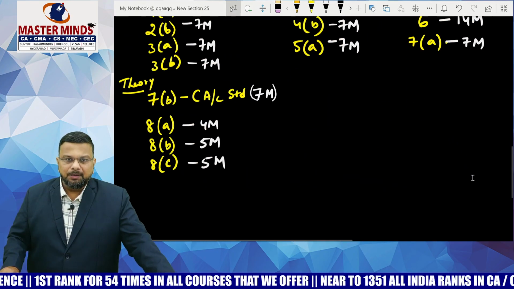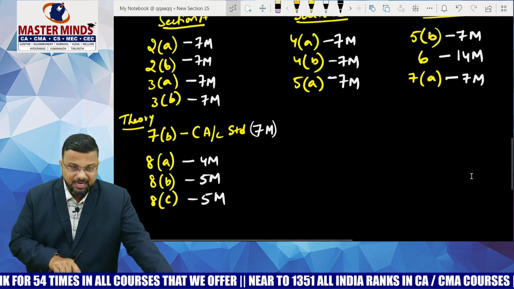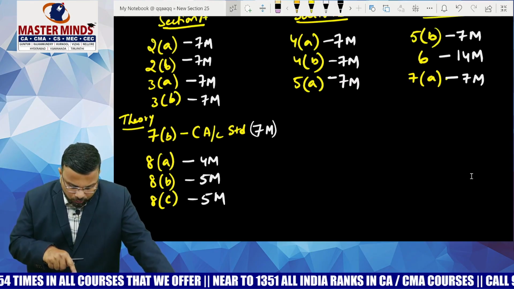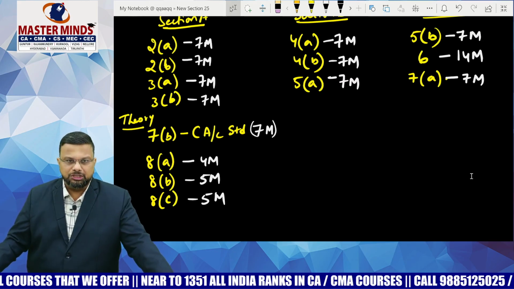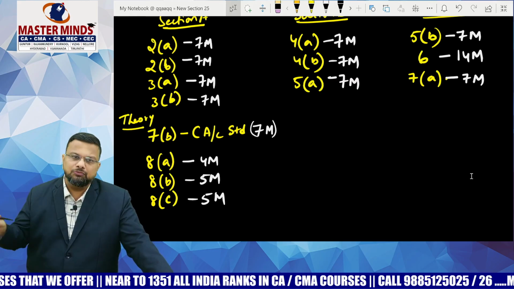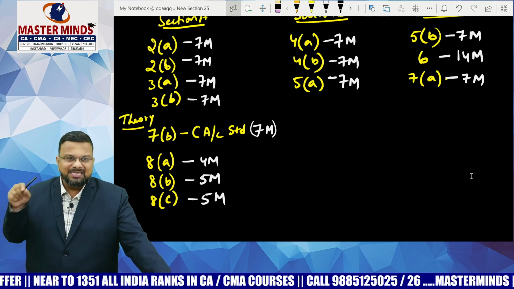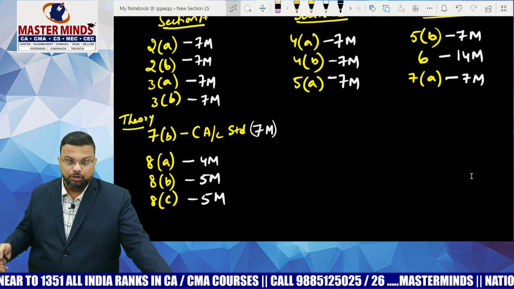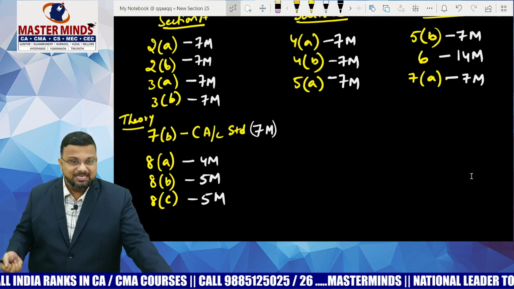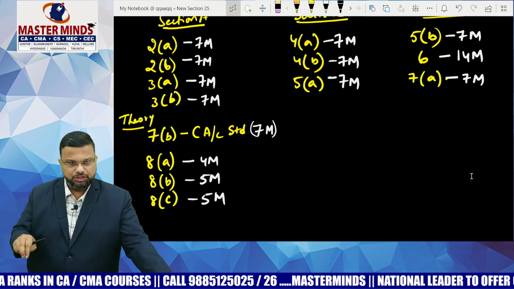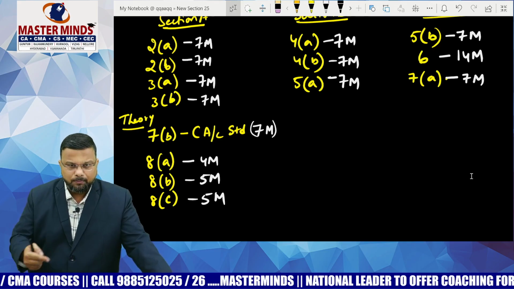So up to 7A we have an idea. Now what about 7B, sir? 7B is exclusively meant for cost accounting standard. A theory question will be asked from cost accounting standard for 7 marks. There is no doubt in that regard that 7B is reserved for cost accounting standard. Now, which questions are more likely to be asked in the examination? That I will mention just now. Okay, 8A, 8B, 8C: 4 marks, 5 marks, 5 marks.